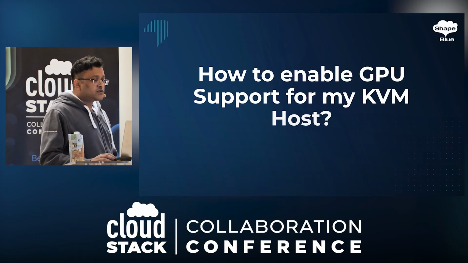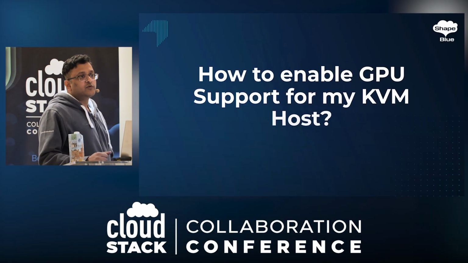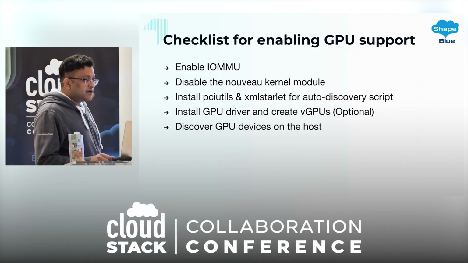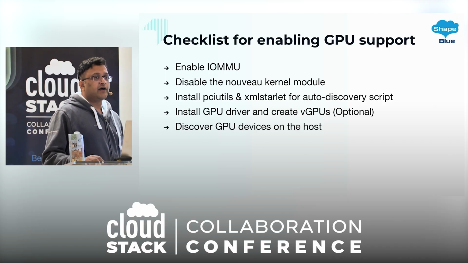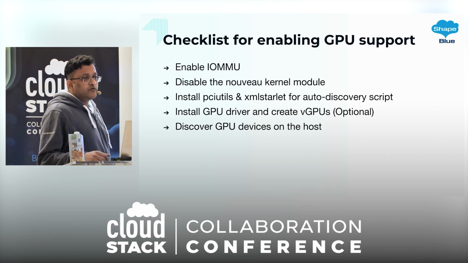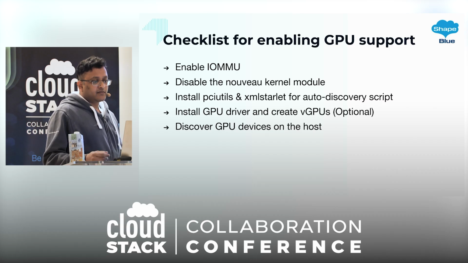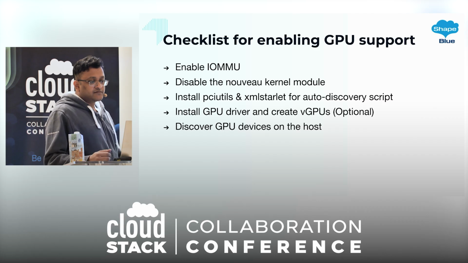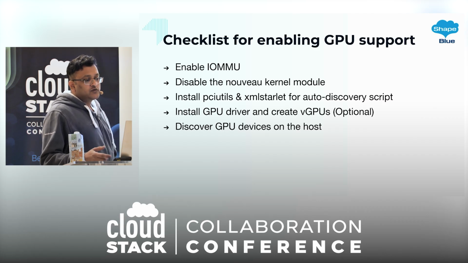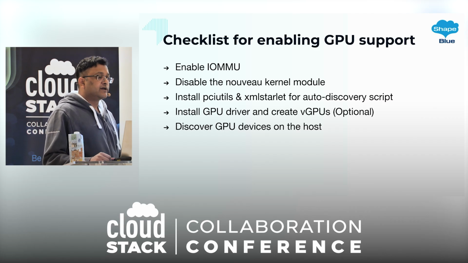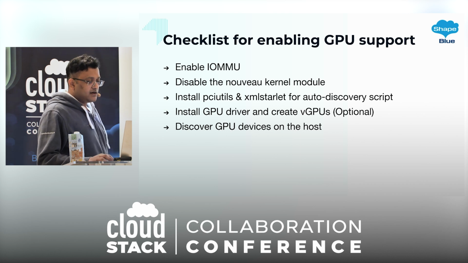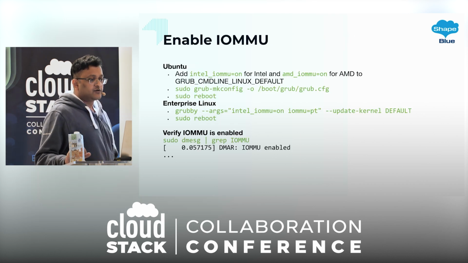So how do I actually enable GPU support for my KVM host, right? For that, we have this checklist, as per which you need to enable IOMMU, disable the nouveau kernel module. This is for NVIDIA. Then install some libraries so that the discovery script works. And if you want to use vGPUs, you will need to install the GPU drivers and create vGPUs. And finally, discover the GPU devices on the host. Let's go into more detail for this.